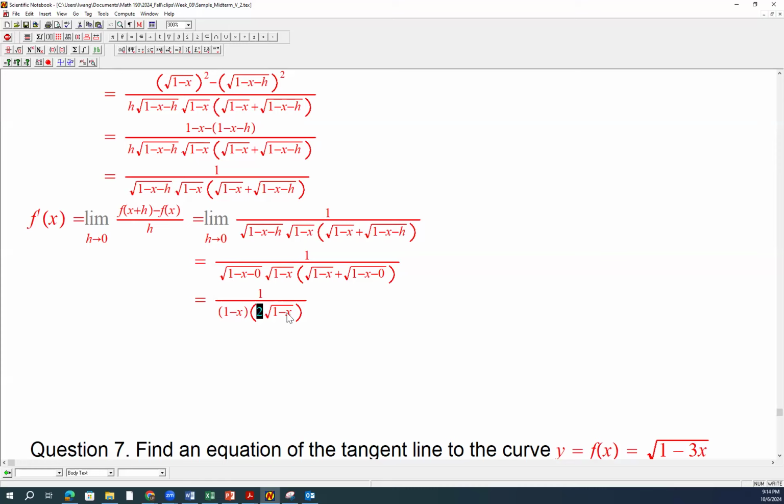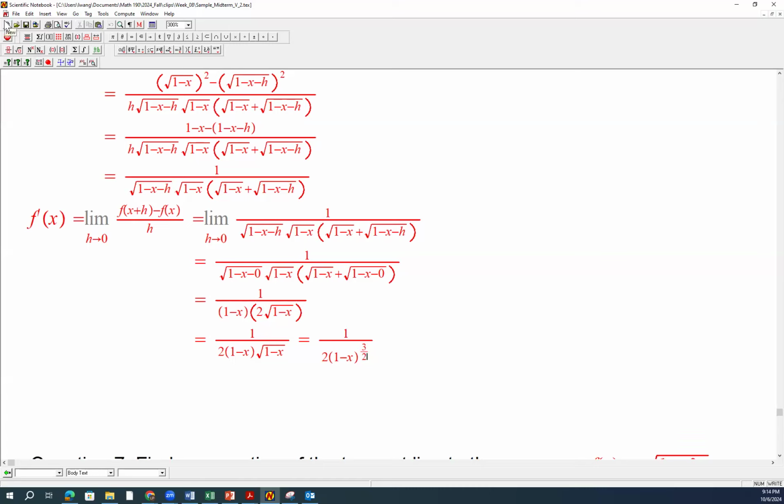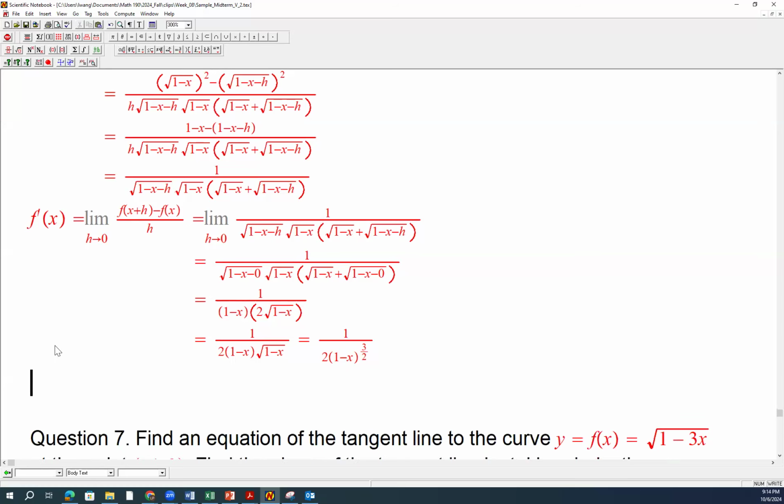There's a 2 here, so we simplify it. We are going to get 1/2, to bring the 2 to the front. And that can be your answer. Or if you like to use exponents, 1 minus x raised to the power of 3/2. That's done. So either one is an okay answer.